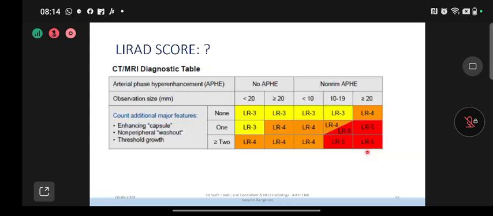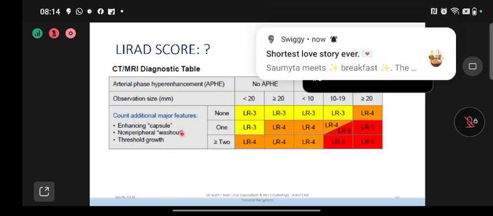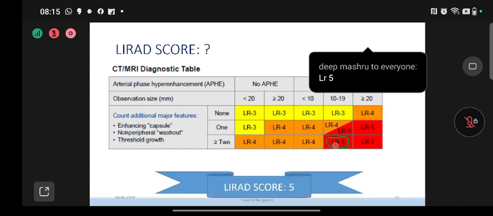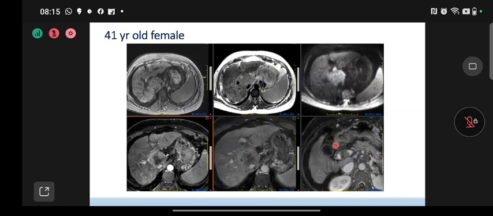So it is an 18 millimeter lesion, so you know that you are dealing with non-rim arterial phase hyperenhancement. Then you are dealing with this category of lesion, 10 to 19 millimeters, where at least capsule is there and washout is there, two or more. So which category are we dealing with? It is LR5. Excellent, very good. So it is LR5. This is how you are going to use your diagnostic table for categorizing which LI-RADS it is.